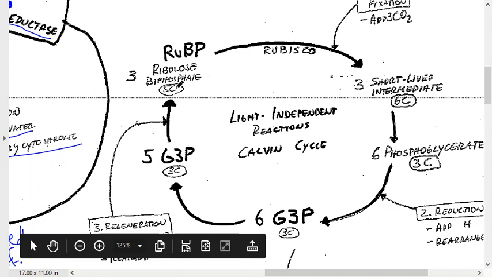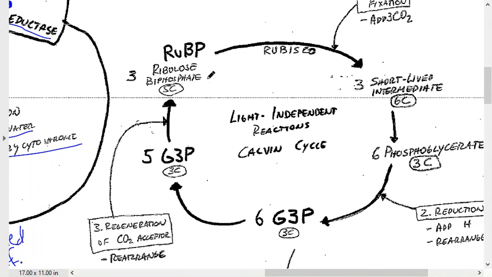It's called ribulose biphosphate. And this is going to be a CO2 acceptor, and we'll see what this means in a second. It is a 5-carbon molecule. So 1, 2, 3, 4, 5. Each one of these circles is a carbon.